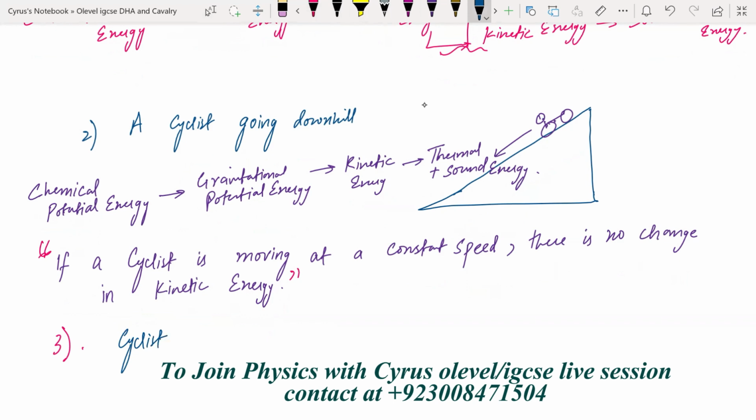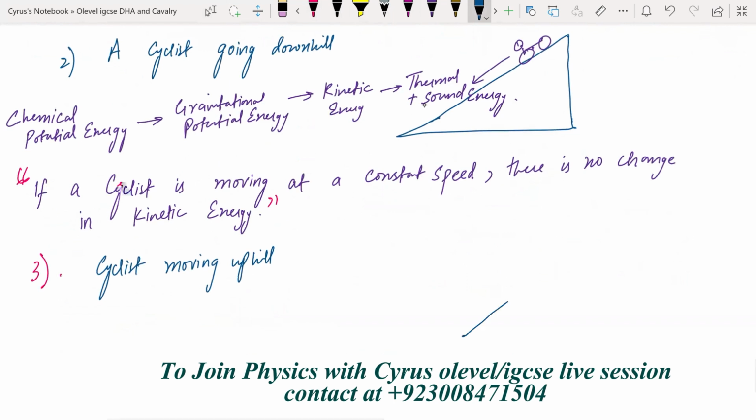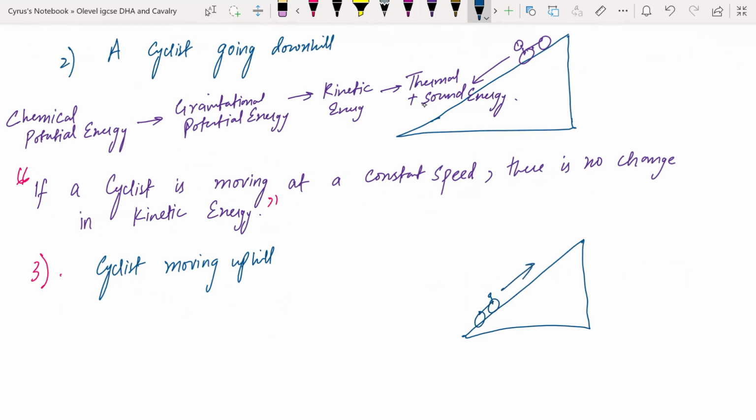Number 3, a cyclist is moving uphill. So let's say this is the ramp that we have. And we have here the cyclist all the way. It's going all the way like this.